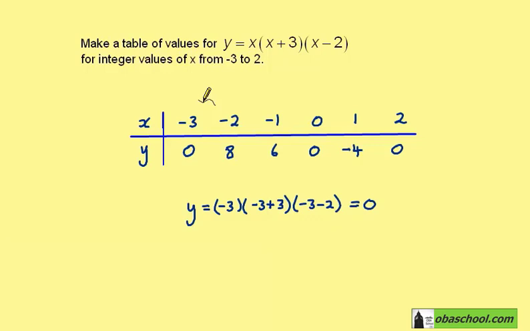Almost certainly, we don't have enough values here in order to draw the graph accurately. You may need to take some other values. Half-unit values, such as minus 2.5, minus 1.5, and so on. And if you need more points, then you need to calculate some other x values. The more values that you have, the more accurately you can draw your graph. But of course, the more calculation you have to do.